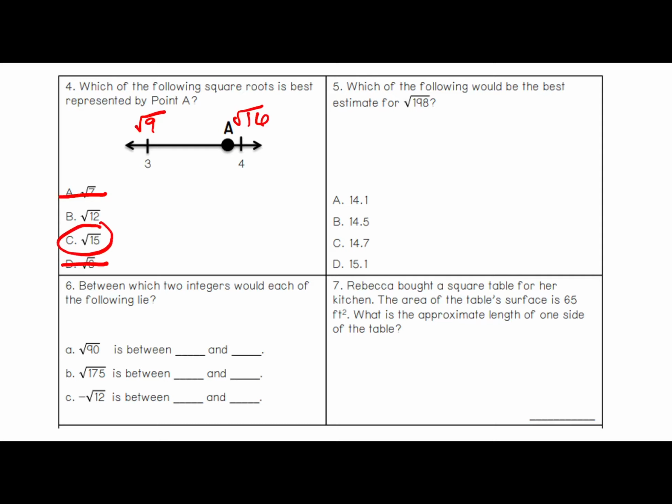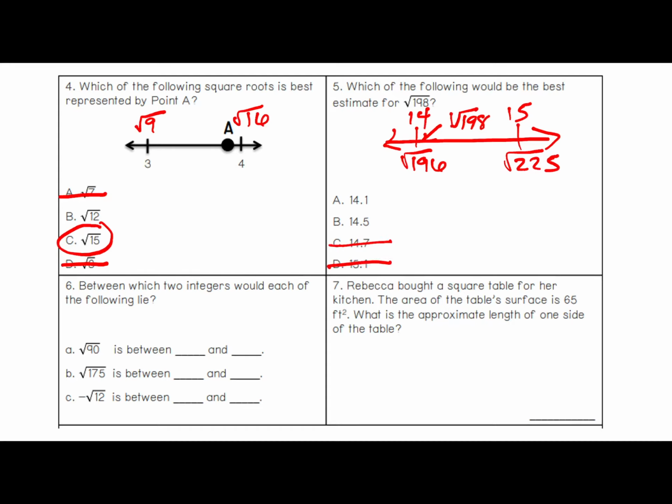Number 5, which of the following would be the best estimate for square root of 198? So again, 198 falls between 196 and 225. And again, it is way closer to 196, so it can't be over. It's not closer to 15. It's not halfway, so it has to be that one.